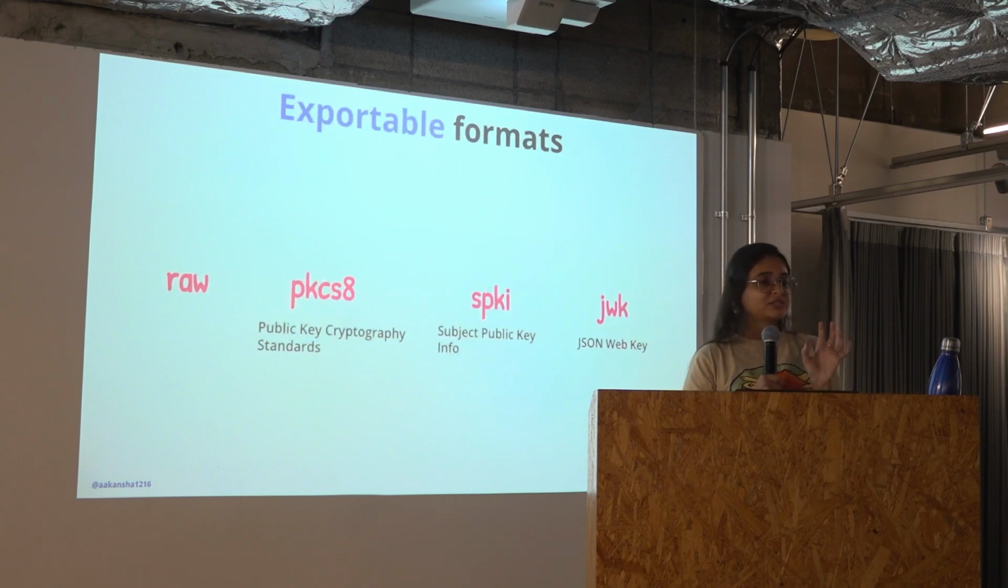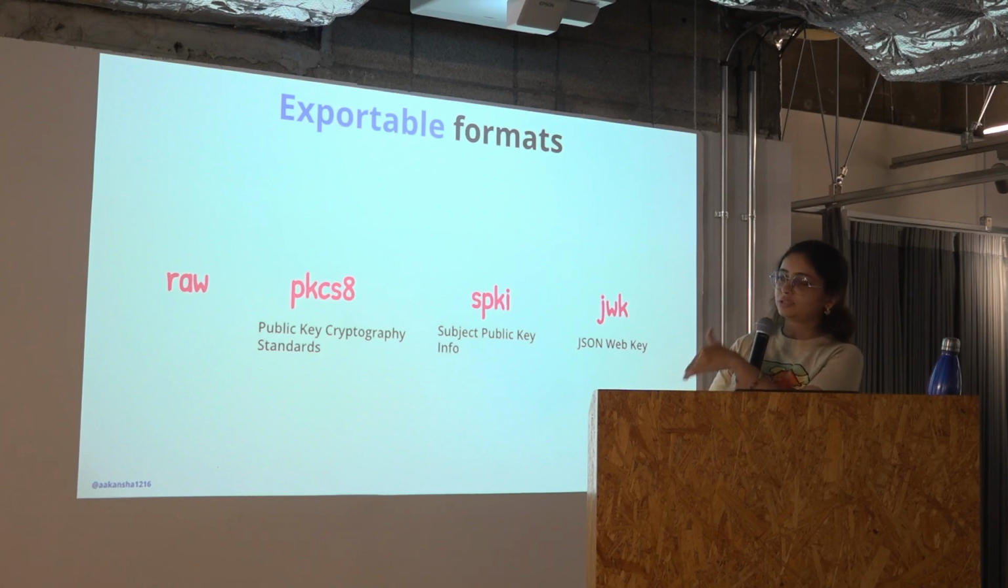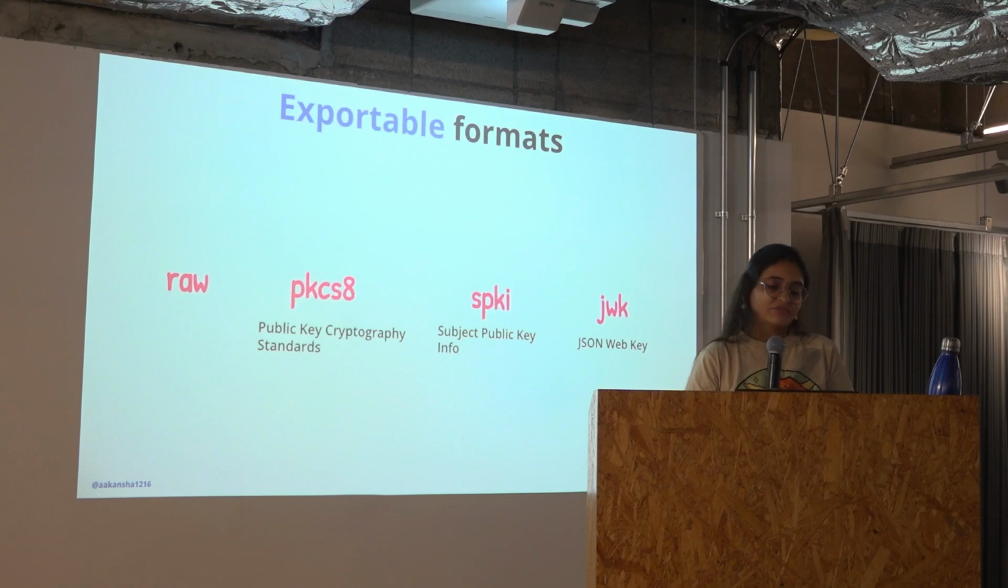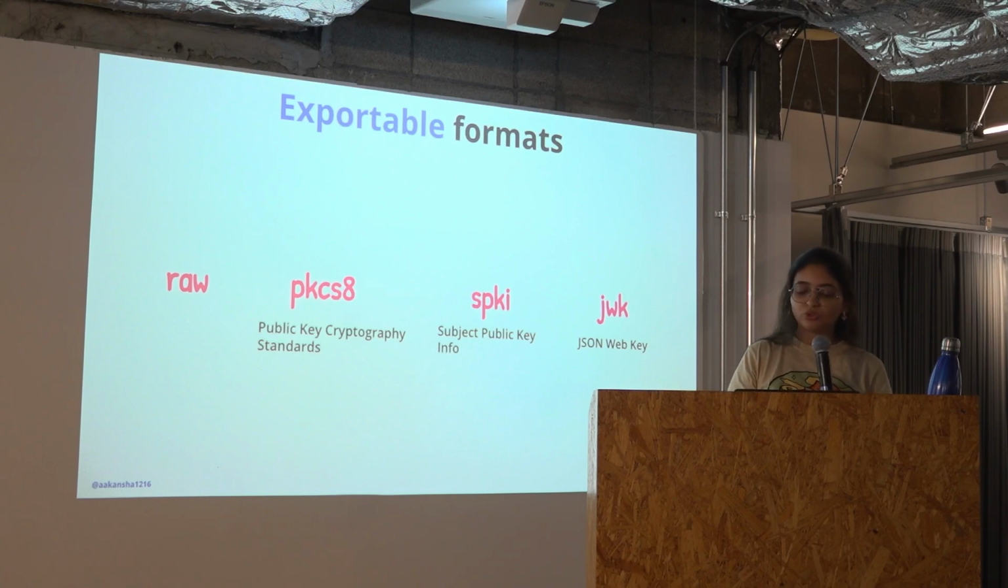But there are some export formats which are supported with the Web Crypto APIs. These are the supported formats, and we are not going to dive into all of them. But let's have a quick overview of where these formats are supported and for which algorithm it works. So these are basically raw, PKCS8, SPKI, and JWK.